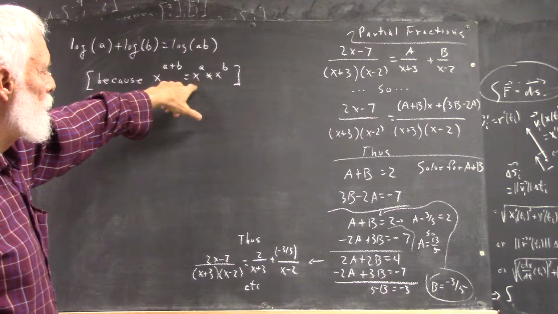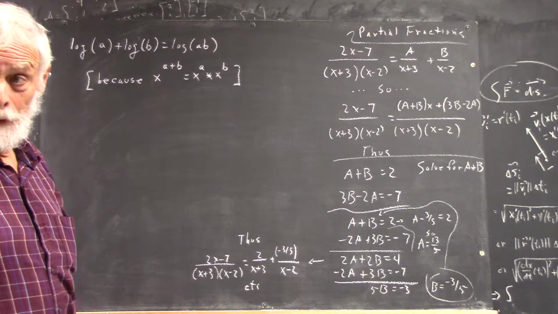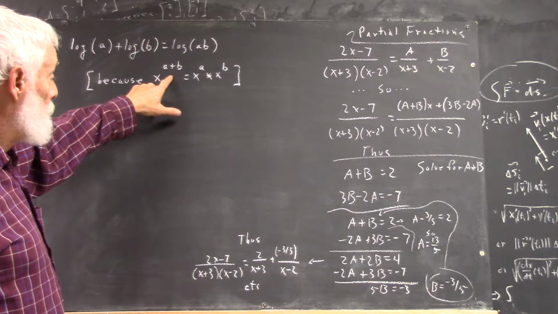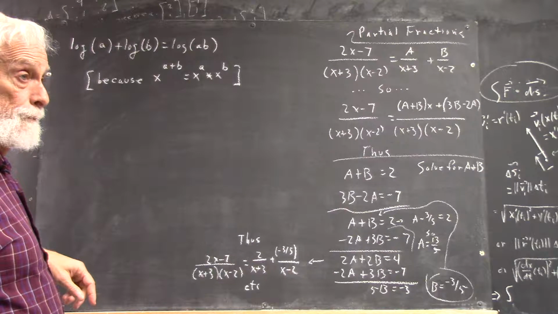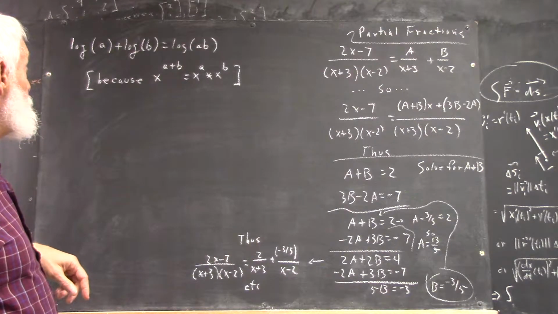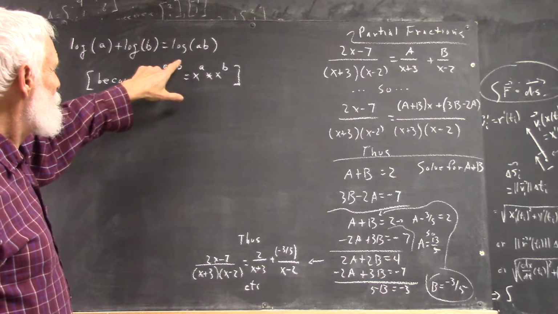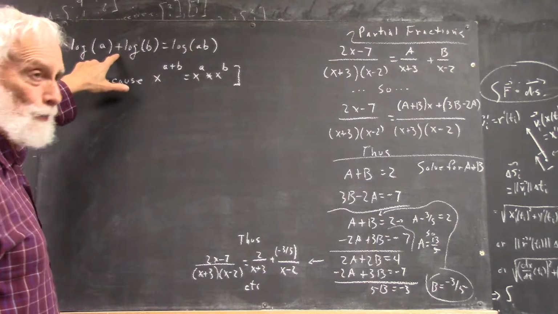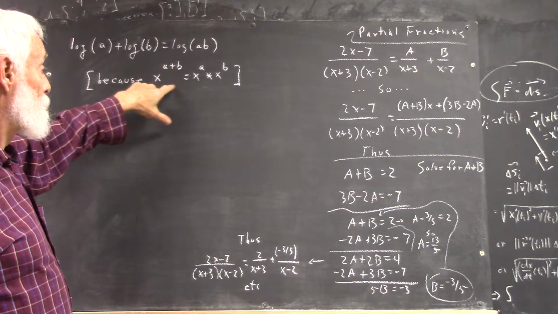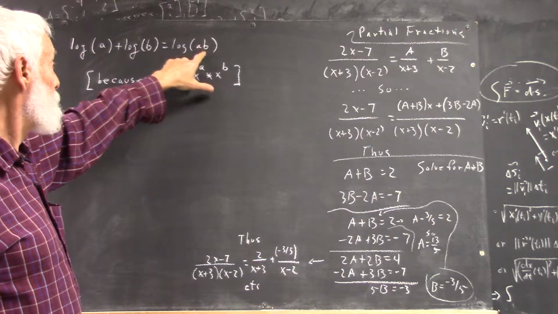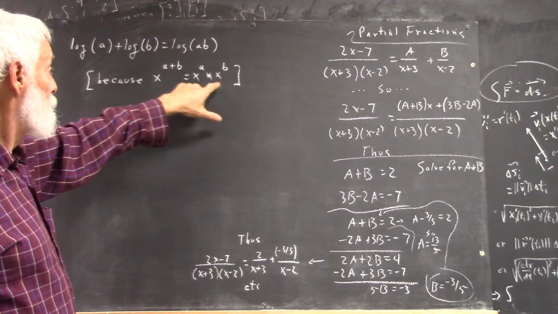Because x to the a plus b is x to the a times x to the b. Okay? You have addition of exponents leading to multiplication. So you have a multiplication that leads to an addition. So the addition leads to multiplication, the multiplication leads to an addition.